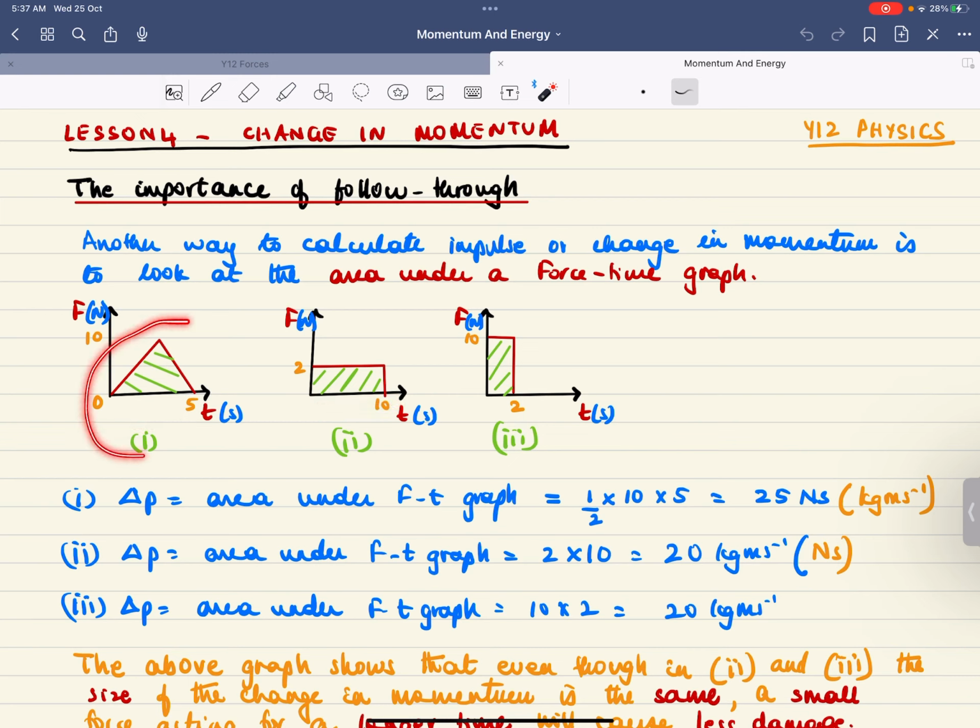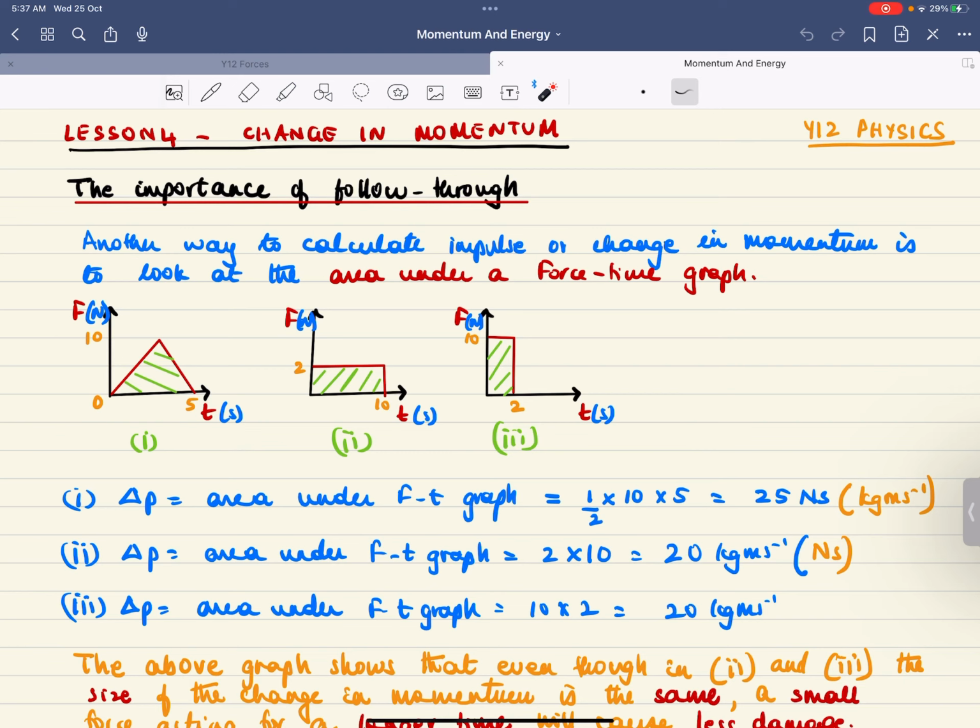So, if it's the area of a triangle, then you need to use half base times height in order to get the impulse or the change in momentum. And remember, force is measured in newtons, time in seconds, so you could have newton seconds or kilogram meters per second as your area, as your impulse or change in momentum. So both these units are correct.